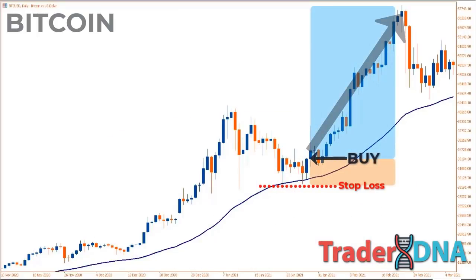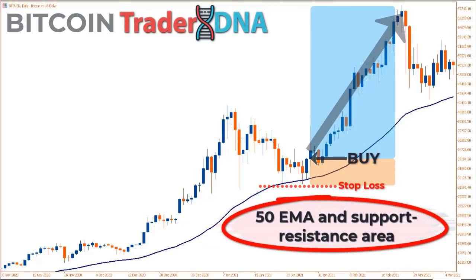So, if you can learn to combine the two, 50 EMA and support or resistance area, you have a mighty effective trading system.